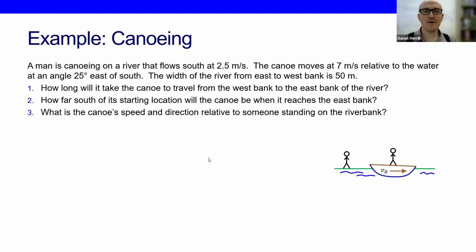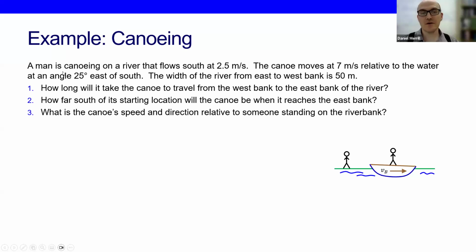Okay, I wanted to give you a quick example of how we can use relative motion in a calculation. In this case, we've got two people. Someone is in a canoe sailing down the river, and another person is standing on the bank.